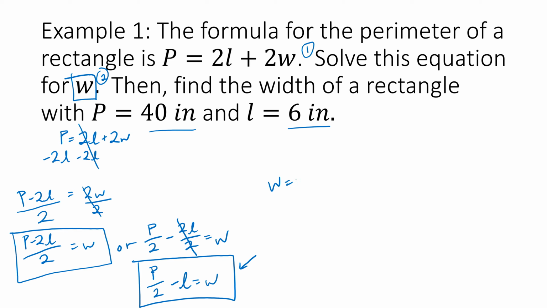I have W equals, let's see, instead of P, I'm going to write 40 inches. Instead of L, I'm going to write 6 inches. And let's just simplify. I know that 40 divided by 2 is 20, and 20 minus 6 is 14. So 14 inches is the width, and I'm done.